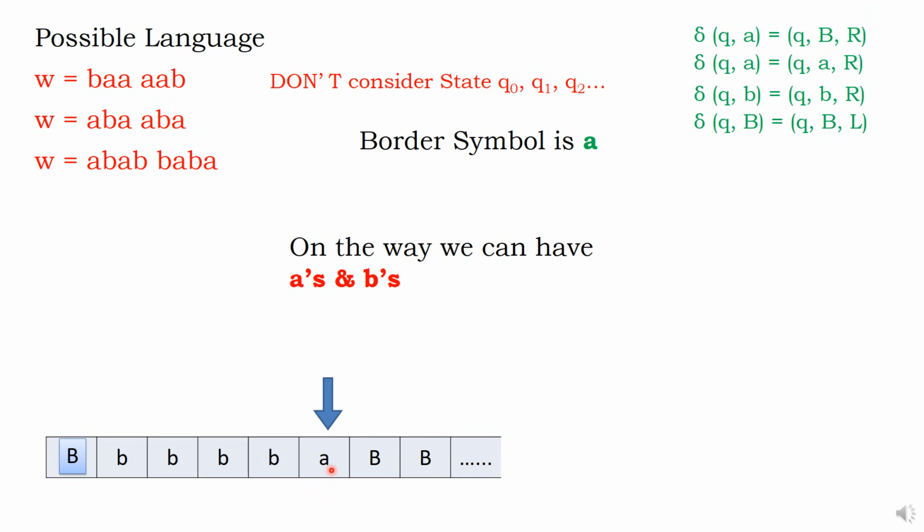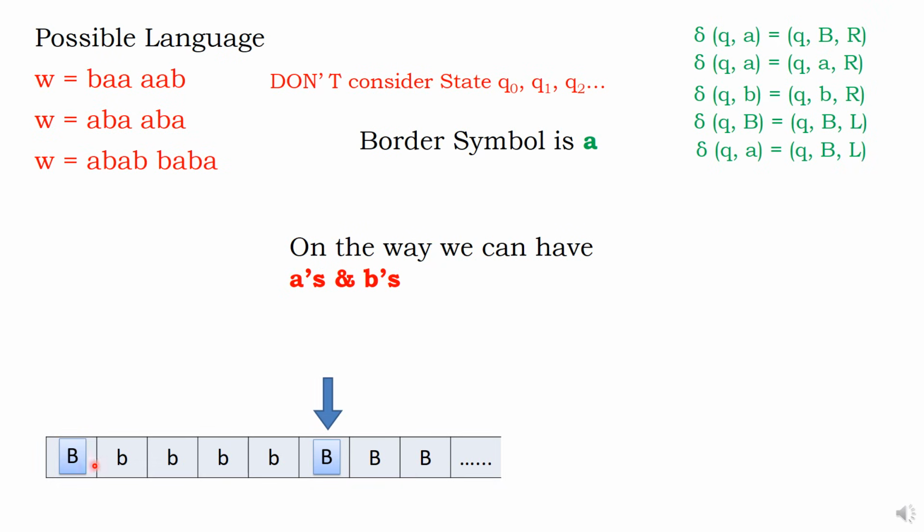Yes, now I reached here. What should I do next? Replace A by blank. Yes, I am doing it. Replace A by blank. Again, I should go towards the left side only, because one step is over. I replaced. Up to here, one cycle completes. That is, I was catching the border symbol A on this side, and this side also has border symbol A.